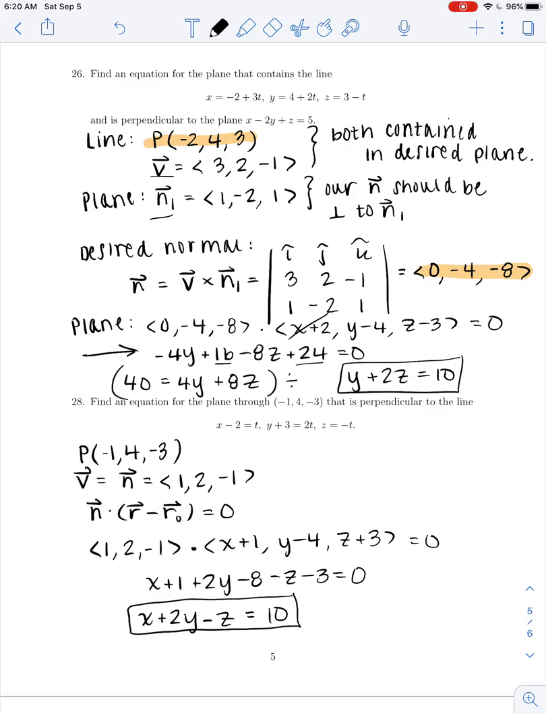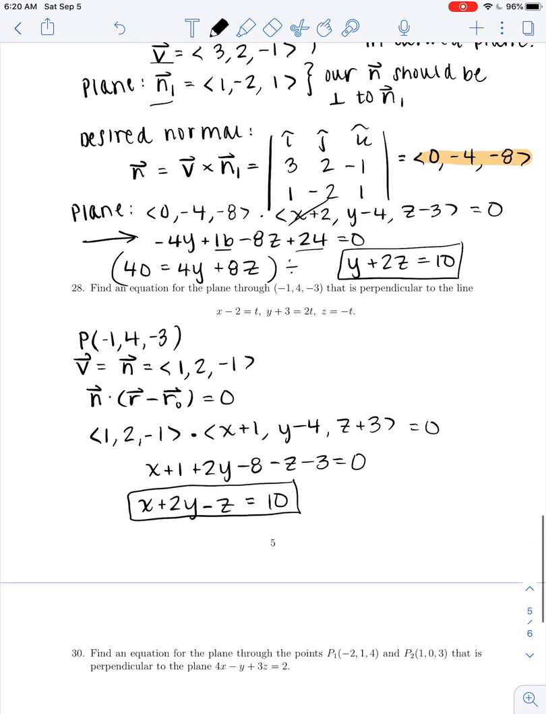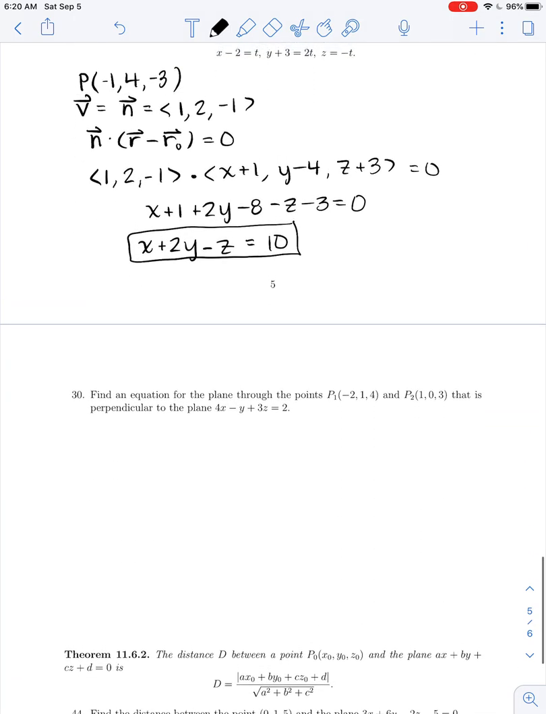All right, so you can see that there are many ways that the book can ask you to find an equation of a plane given various conditions. And that's why I always think traditionally that section 11.6 is more difficult than section 11.5. There are fewer ways to ask to find an equation of a line than there are to find an equation of a plane. All right, one more example.